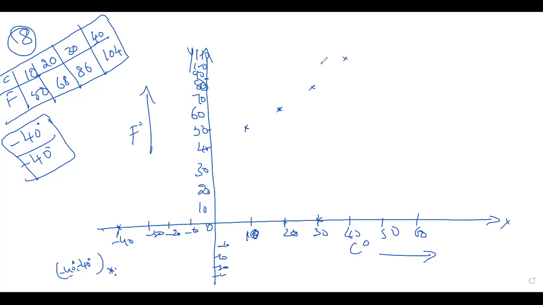And join all the points, children. You have to join all the points. So you will get like this, children. You will get a straight line. Join all these 4 points.